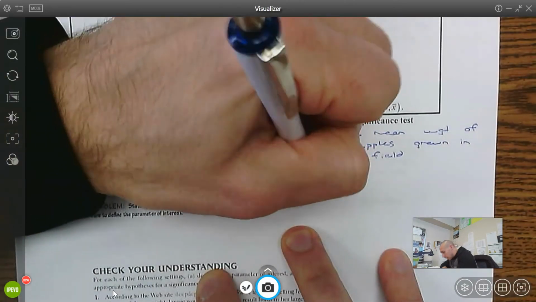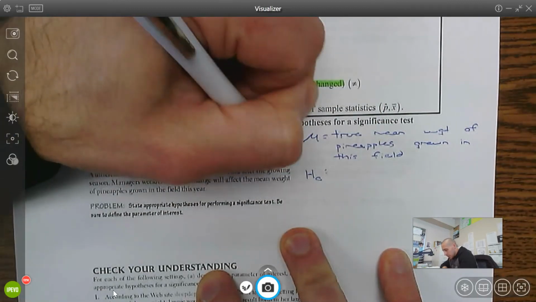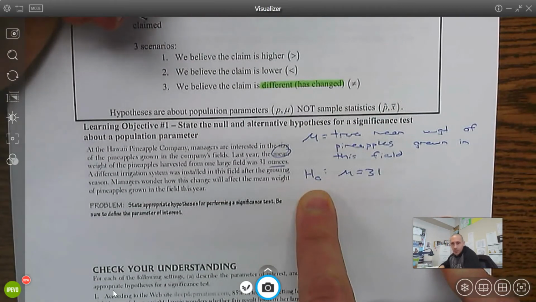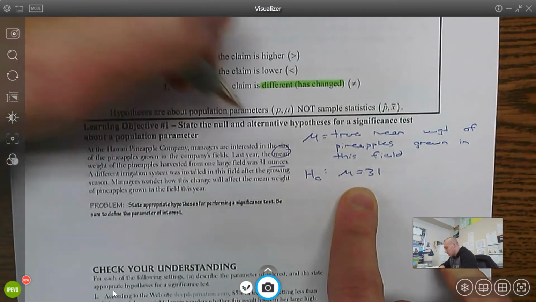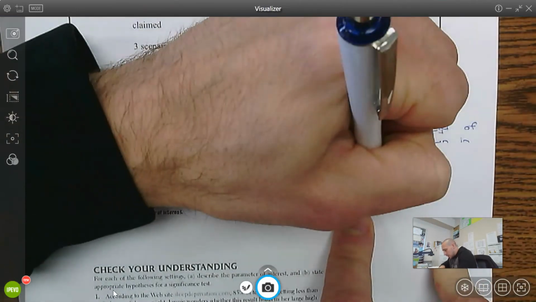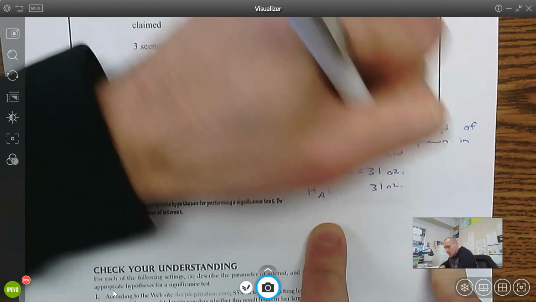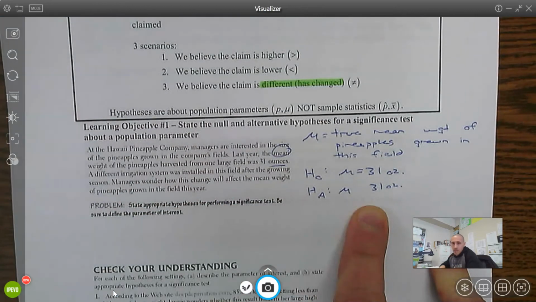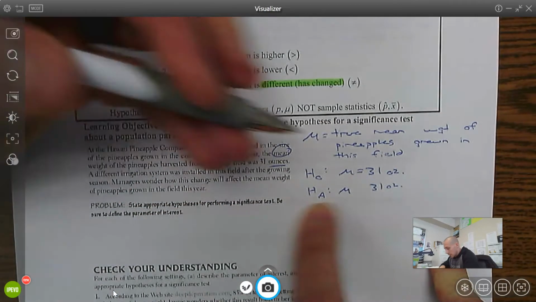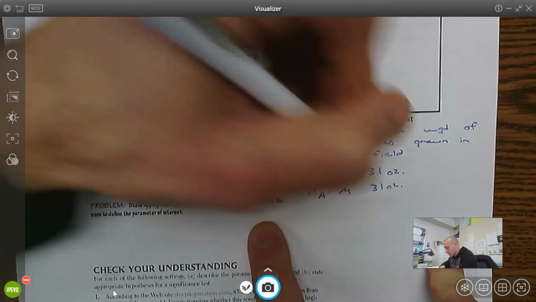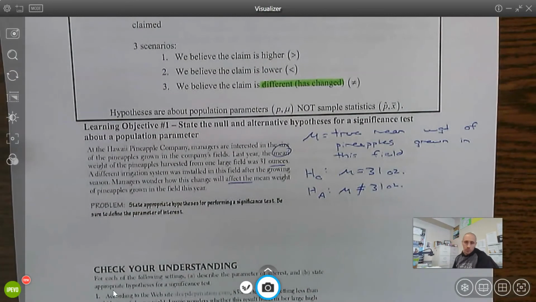So now for the null hypothesis, the claim is it was 31 ounces. So H naught is what they'll call this, or the null value. Mu is 31 ounces. The alternative has to be the same number. These will always be the same number. Always. This has to be the same symbol. Now it's just greater than, less than, or not equal to. So they want to know how this change will affect the mean weight. They haven't given us a specific direction. This is going to be not equal to, meaning it's a two-tailed test.